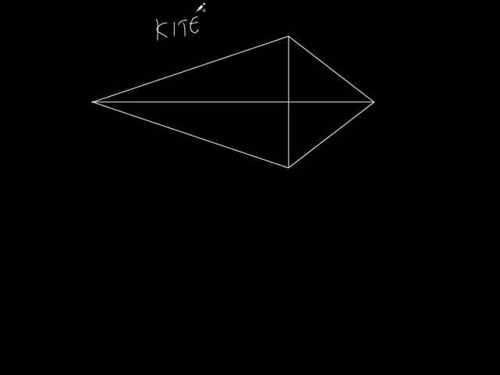Now there's a few things that are true about a kite. First of all, it's a quadrilateral, isn't it? And I drew the diagonals in here. Now here's what it says. It says, let me get the definition. It says it's a quadrilateral with exactly two pairs of consecutive congruent sides. What in the world does that mean?